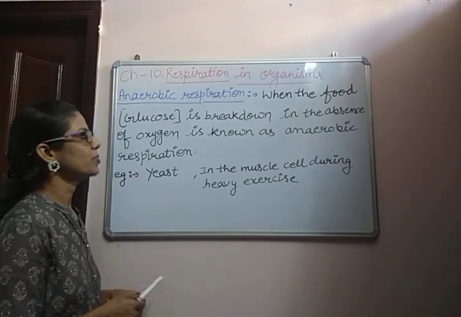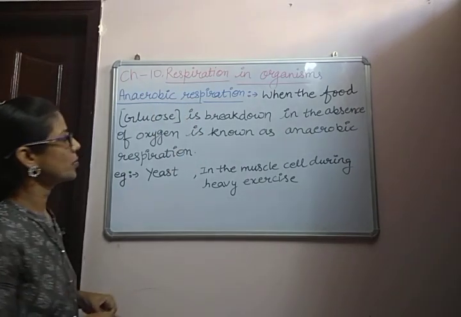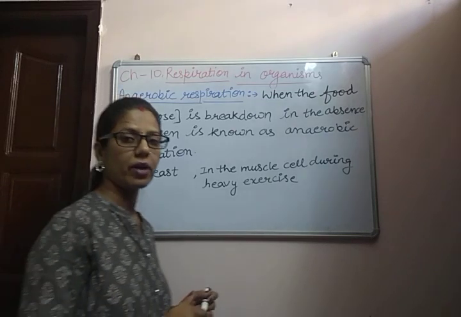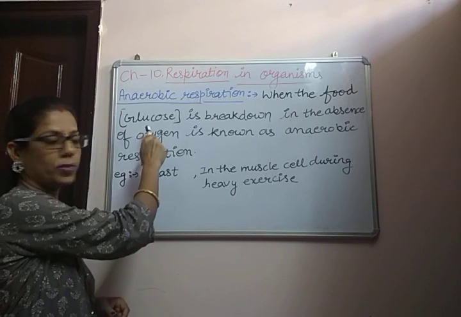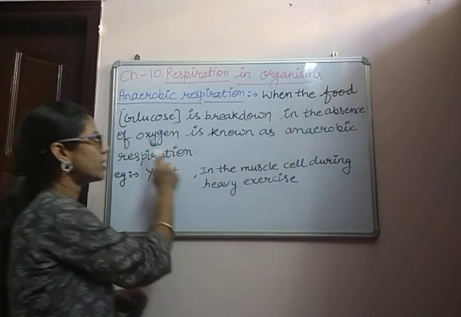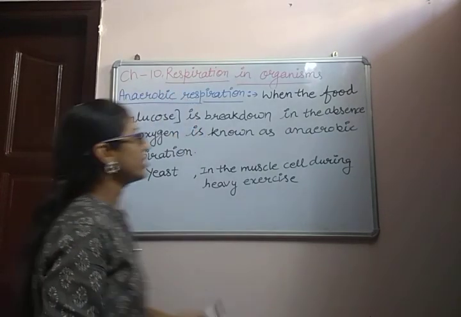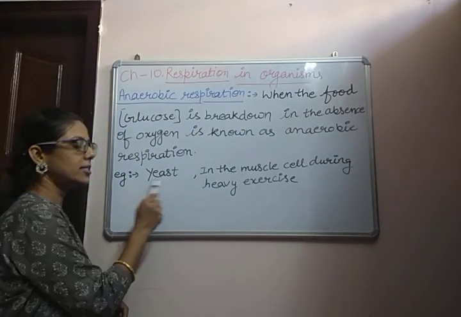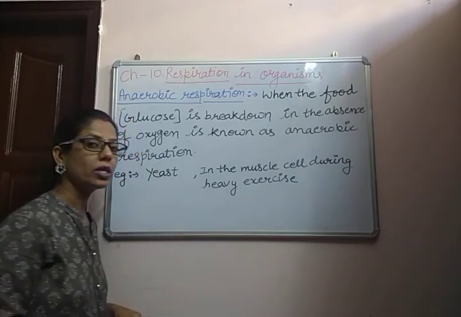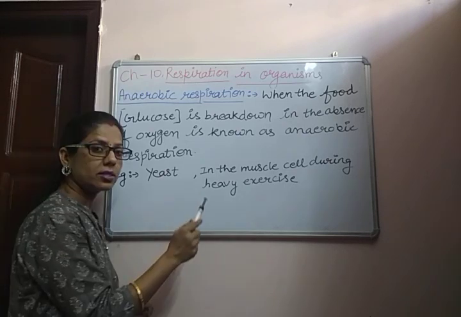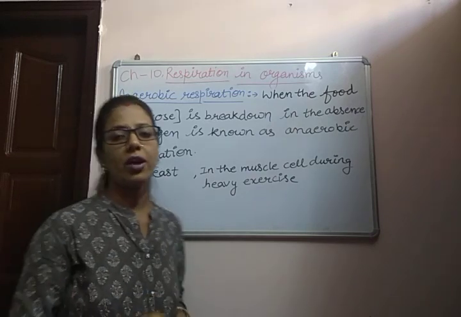Now the next type of respiration is anaerobic respiration. As we have discussed, anaerobic respiration means where oxygen is not required or oxygen is absent. So when food, which means glucose, is broken down in the absence of oxygen, this type of respiration is known as anaerobic respiration. Examples of anaerobic respiration occur in yeast and also in human muscle cells during heavy exercise. Now we will discuss anaerobic respiration one by one in yeast and in the muscle cell during heavy exercise.